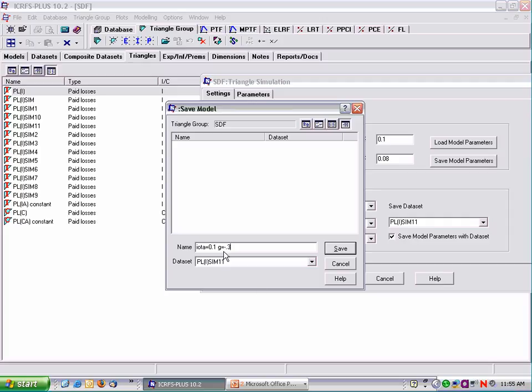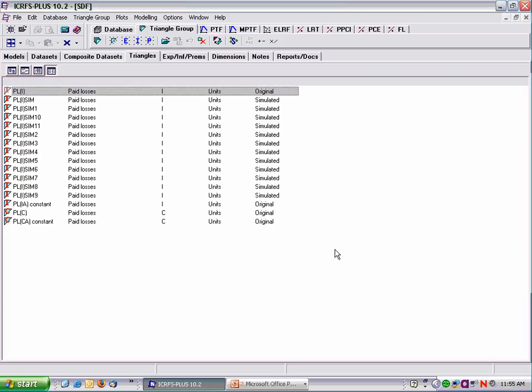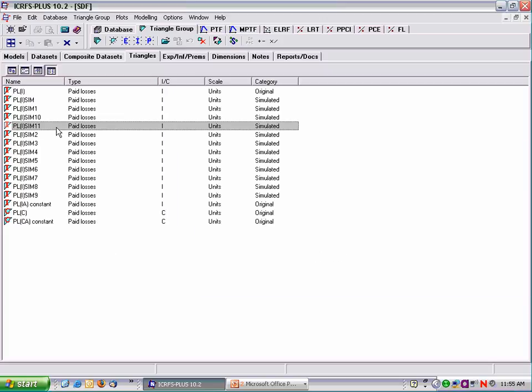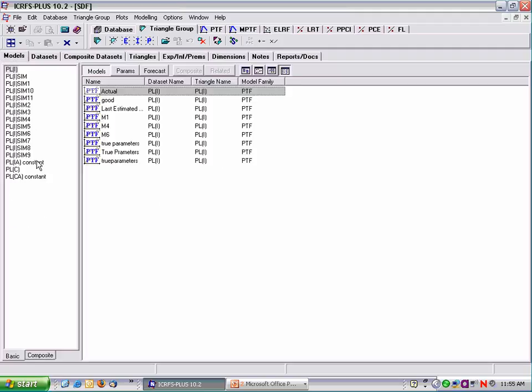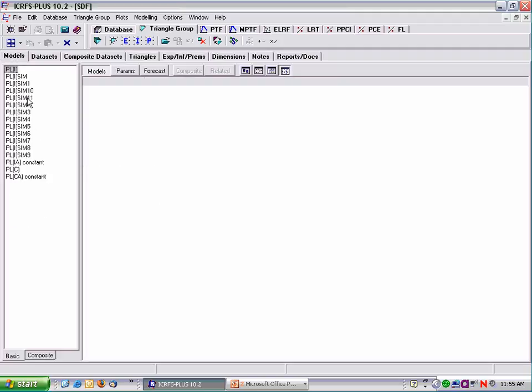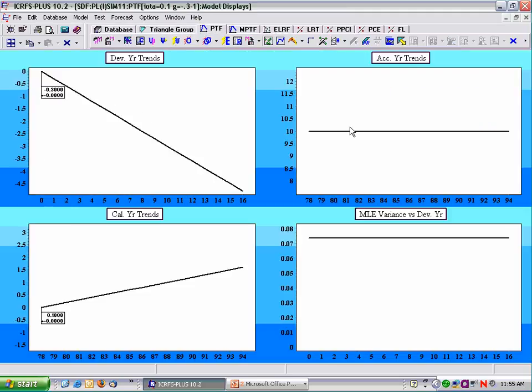But actually, there's no need for me to save the triangle or the parameters for the triangle in that way, because once we save it, it in fact does save the parameters. That's the triangle. If we go to models and we go to simulation 11, if we go to parameters, there they are. If we run them, well, these are actually the parameters that created the data.